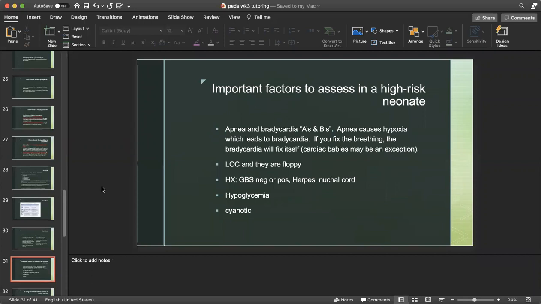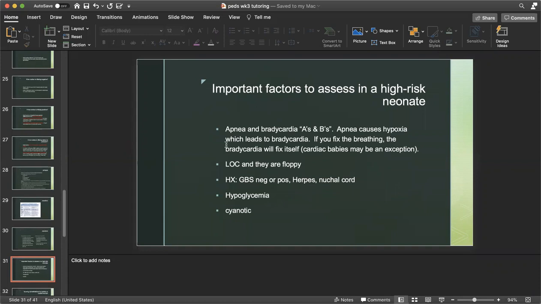So some important factors to assess in a high-risk neonate. You want to do the apnea and bradycardia, AKA the A's and B's. Apnea causes hypoxia, which leads to bradycardia. So if you fix the breathing, the bradycardia will fix itself. And I remember there being something along the lines of that on the exam. It wasn't this word for word, but make sure you know that for sure.